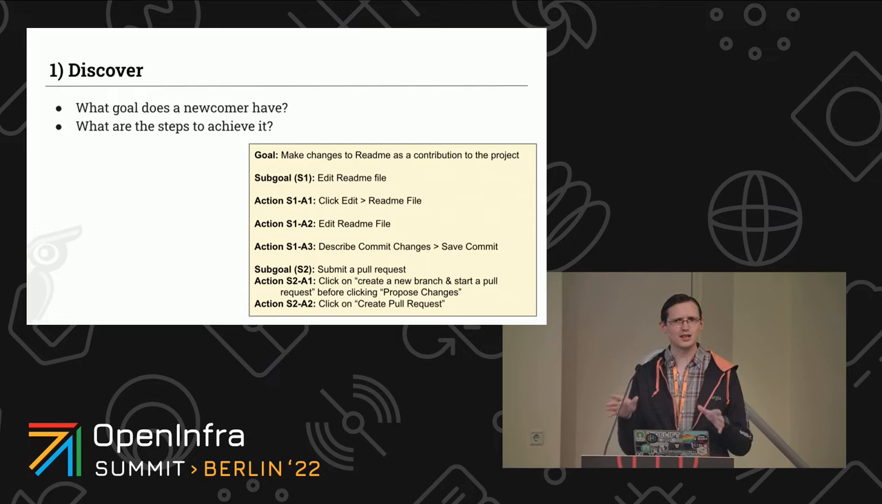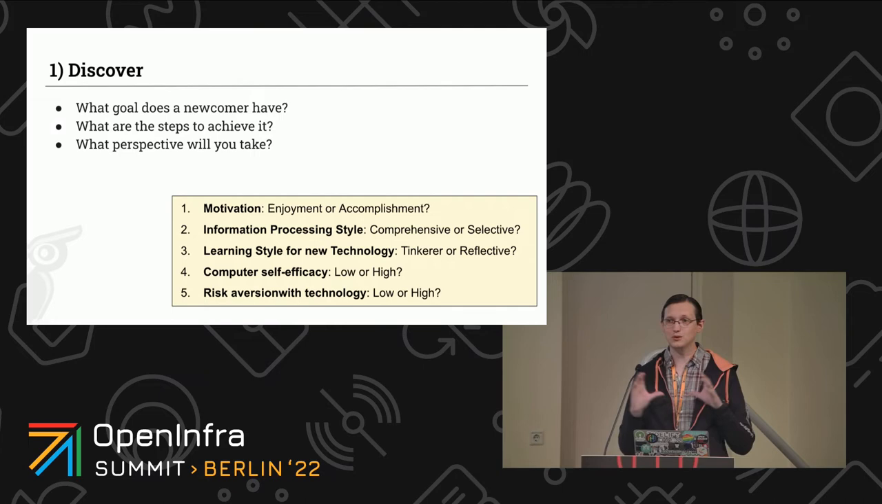We also need to create the pull request, and there are a few extra steps. So we need to be clear about what the steps are to make that contribution to achieve that goal. And then we have to think about our newcomer, someone who comes to our project. Who are they? How are they thinking?